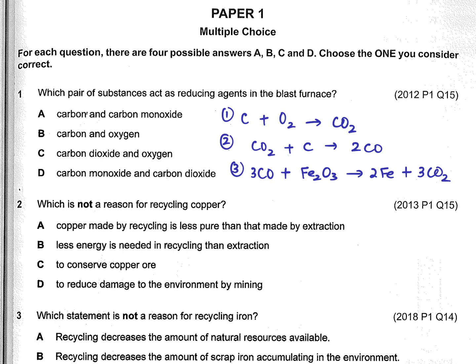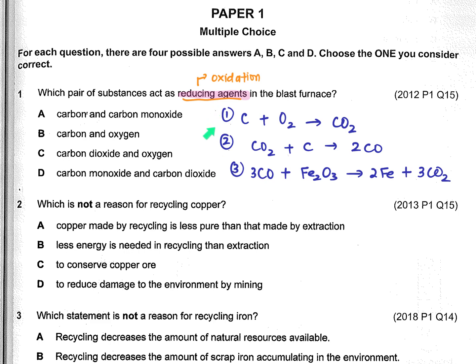So for question 1, you're asked to pick out the pair of substances that acts as a reducing agent in a blast furnace. Okay, so what you understand by this term reducing agent means it's a substance that undergoes oxidation. I have actually listed out the 3 main reactions that take place during the extraction of iron.